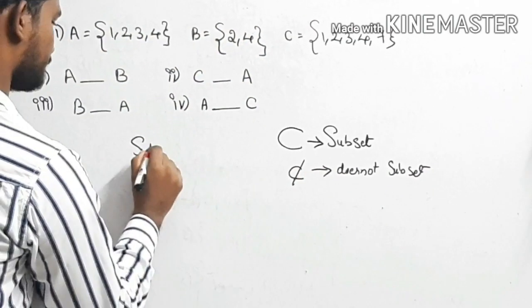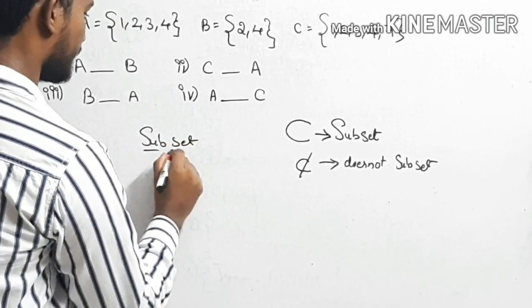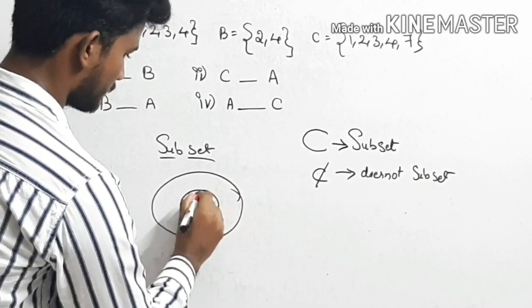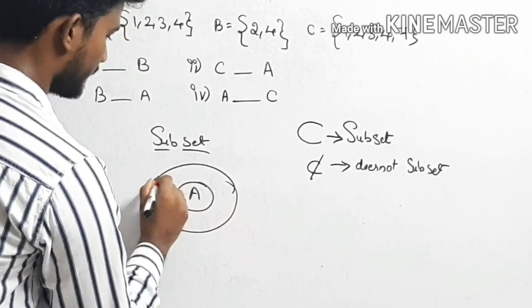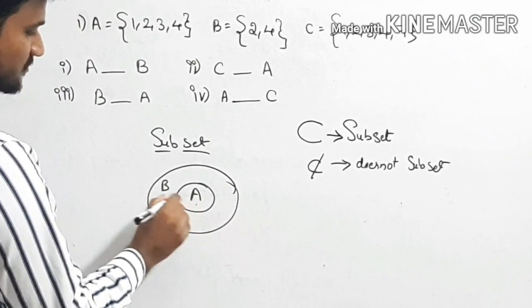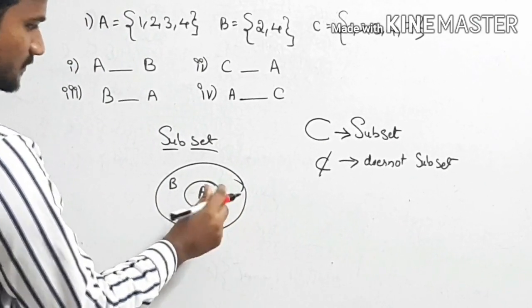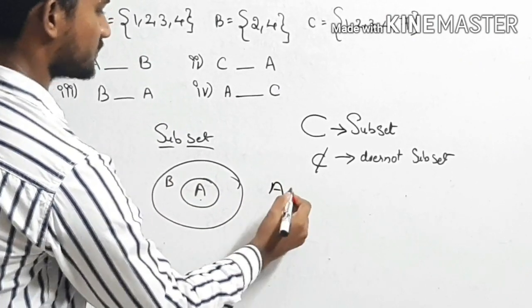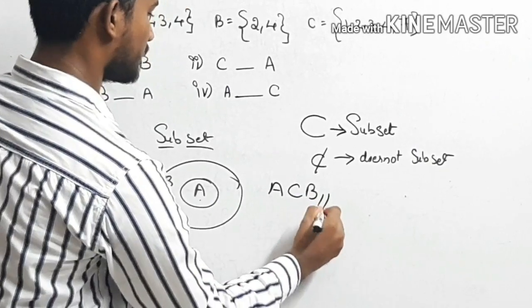Subset means we take this diagram, it is A and B. A is the subset of B. A is present in the diagram. A is present in the area of the B. So A is a subset of B.